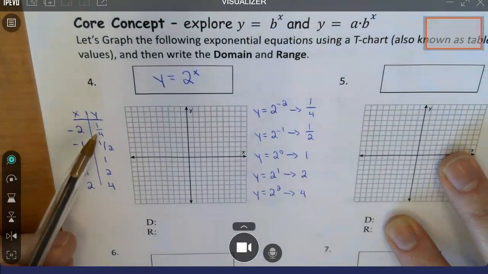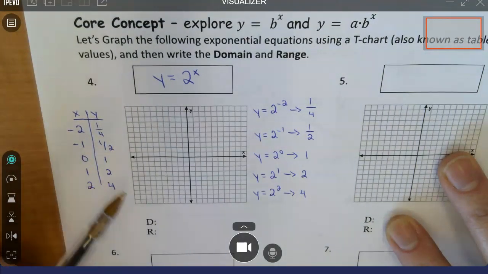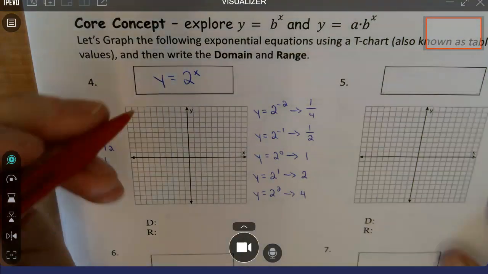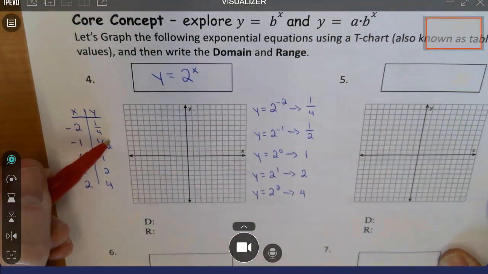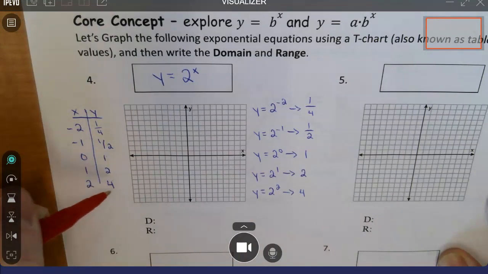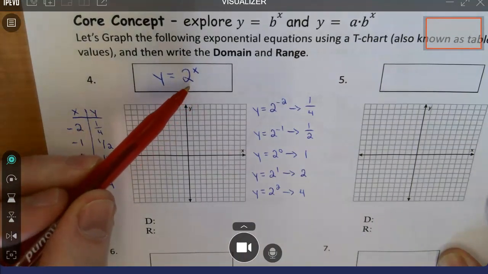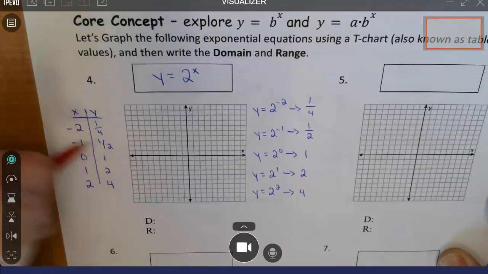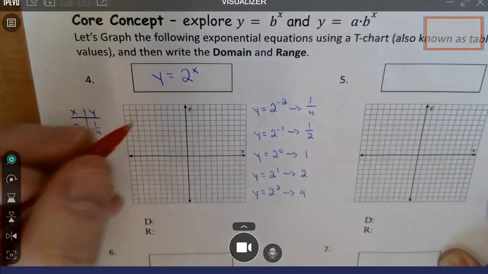And what you'll notice is, from each y value, what's the jump here? We're multiplying by 2 to get from here to here, from here to here, from here to here, from here to here. And we're going to keep multiplying by 2 because my base is 2. So now when I graph these, I'm at -2, 1/4.